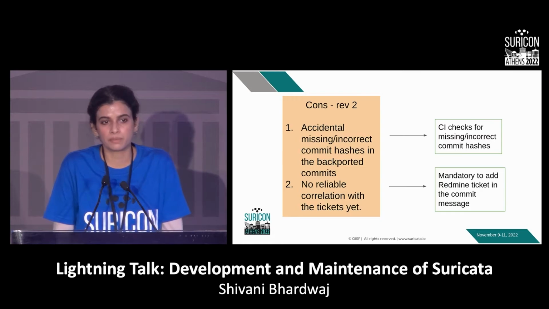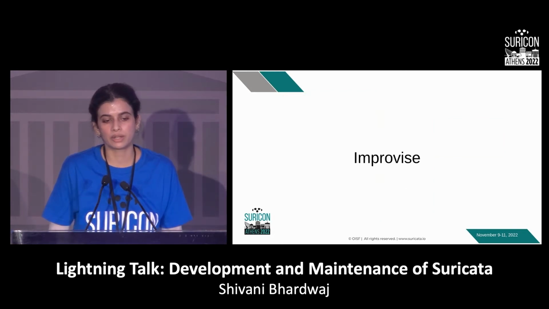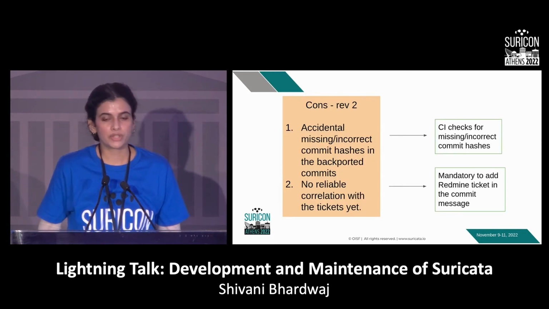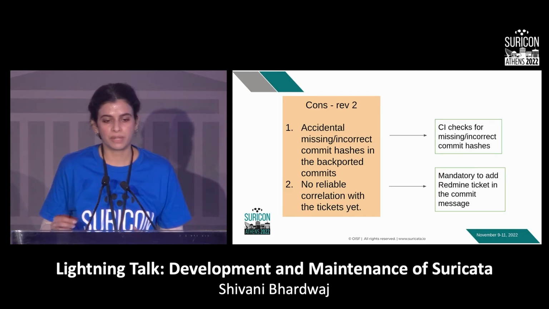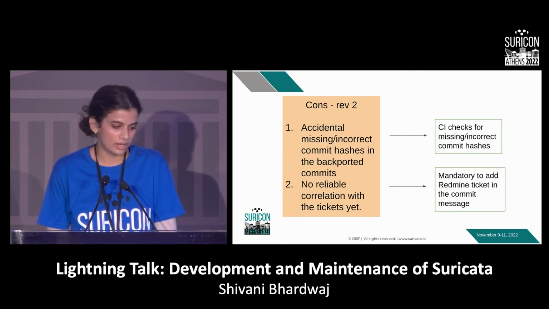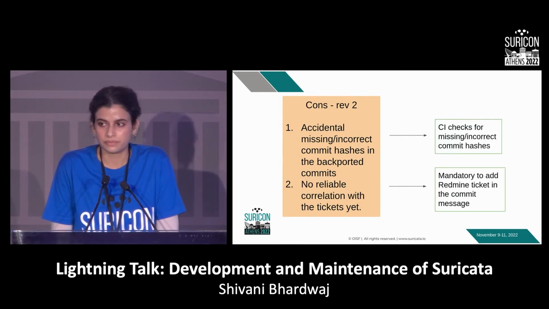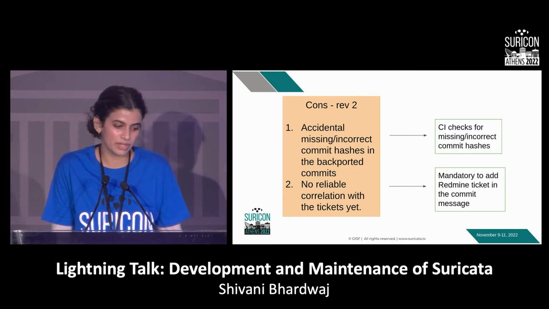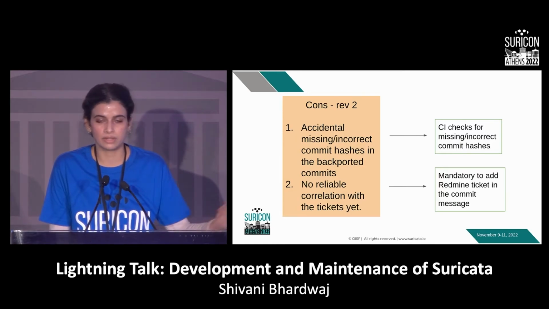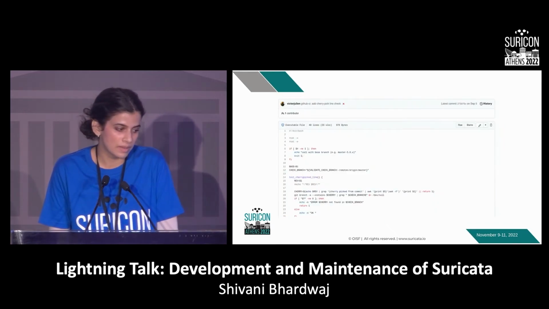So every time we backport now, we make sure that whatever cherry picked from commit hash is over there already exists in master. And we made it mandatory to add the Redmine ticket as a part of our commit message. This makes it very easy to track which commits should be a part of it and how they can be correlated with master.